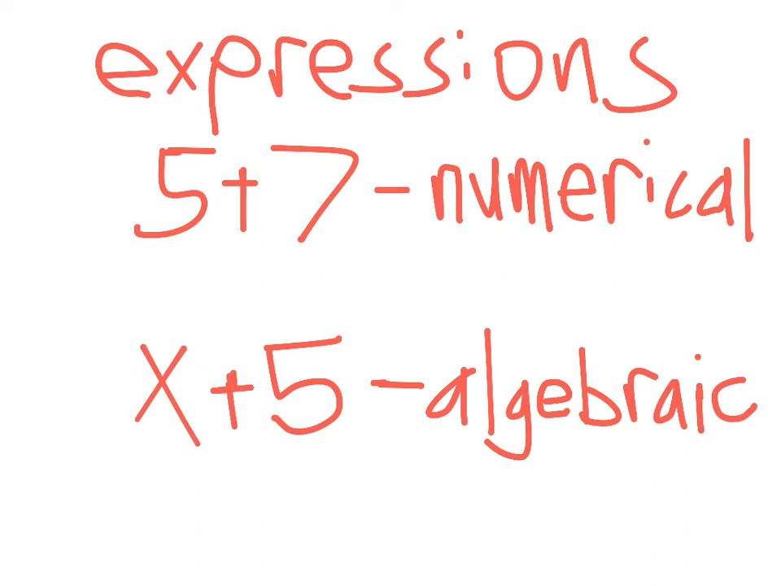A numerical expression would be, this is an example, 5 plus 7. And then another expression you can call is called an algebraic expression, and that would just be where you have variables inside of it. So they're both called expressions because it's having adding, subtracting, multiplying, or dividing, but it doesn't have an equal sign. An equal sign, if there was that included, then you would call that an equation.